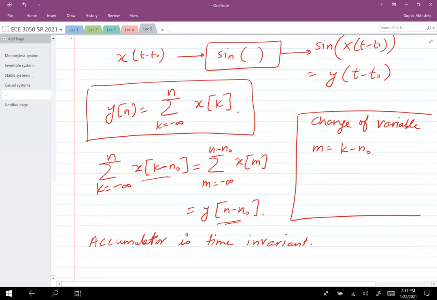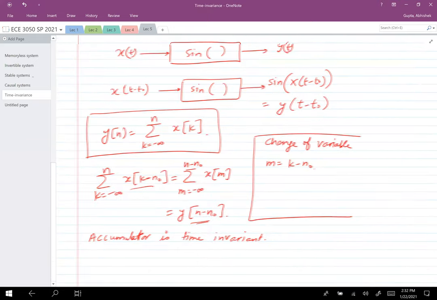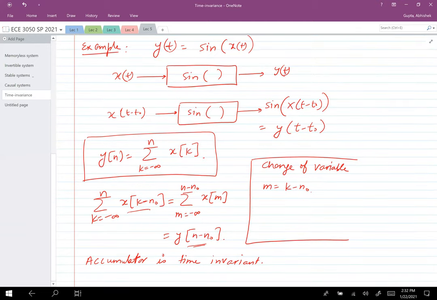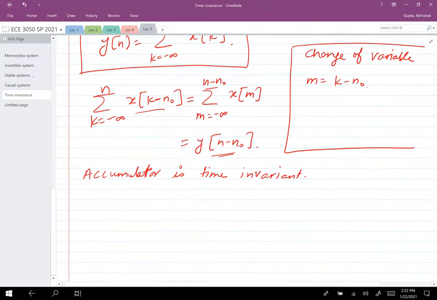Any question on these two examples? I'm going to make it smaller. These are all examples of time invariant systems. Let me go over a time varying system.